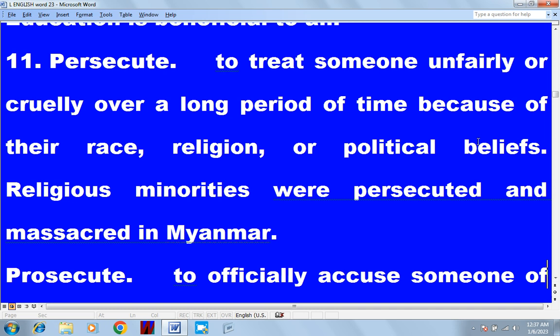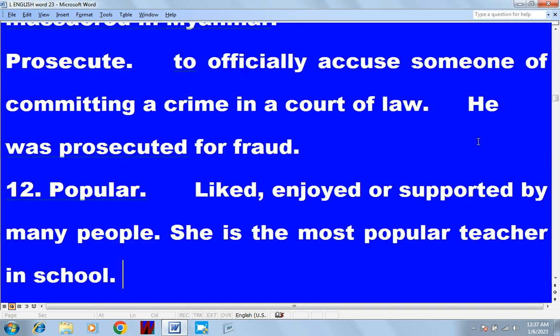Myanmar is the new name of Burma, and it is a country in Southeast Asia, bordering Bangladesh and India. Prosecute, P-R-O-S-E-C-U-T-E, to officially accuse someone of committing a crime in a court of law. He was prosecuted for fraud.